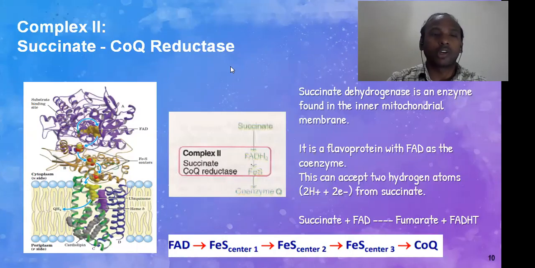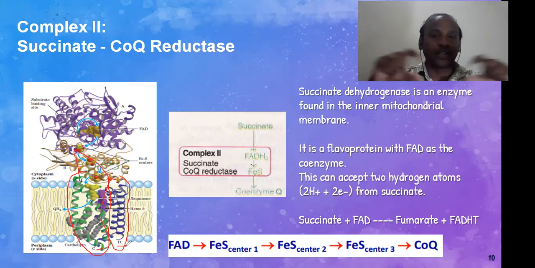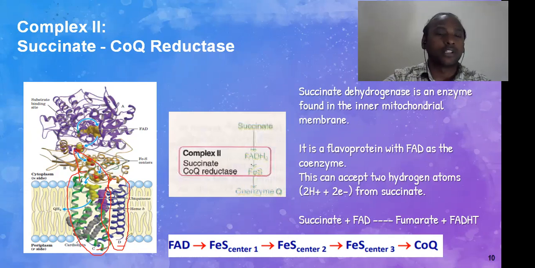And coming to the second one, complex 2, we call it succinate coenzyme Q reductase. If you see the structure here, it will have 2 transmembrane domains. You can see this one and this one. These we call domain C and domain D. So the 2 transmembrane domains, C and D, are inserted into the inner membrane of the mitochondria, and cytoplasmic domains are also present.